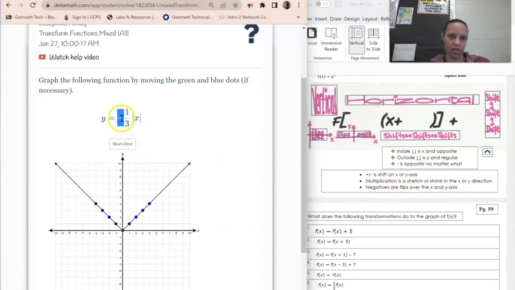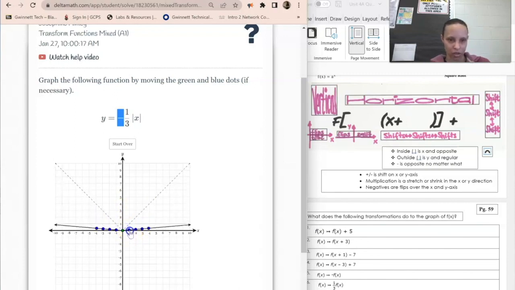Okay, so let's go to this. It's outside. I would think it's y and regular, but it's going to be opposite. So instead of it flipping over the y axis like I would think, it's going to flip over the x axis. If you're having problems with any of these transformation rules, go and do the transformation rules first and then come and apply it. So I'm going to flip it over the x. That means take any point and move it completely in the opposite direction over the x.